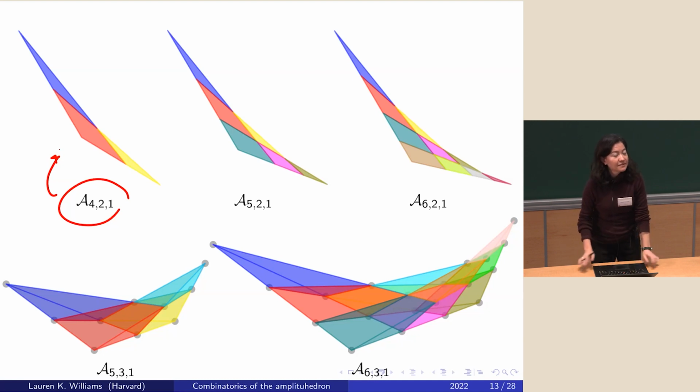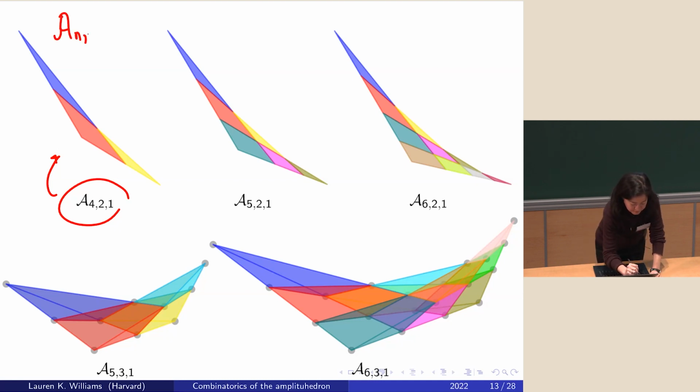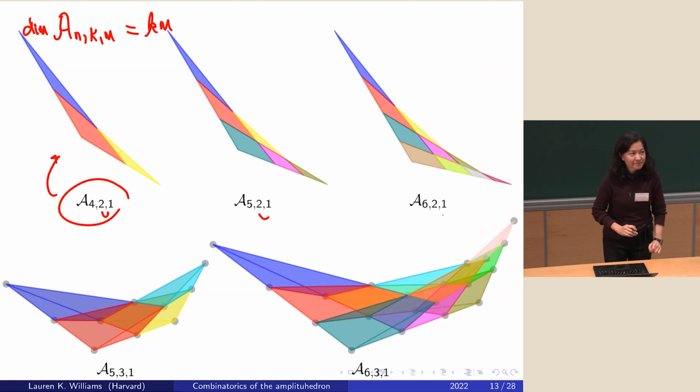Yes, what is the dimension then? The amplituhedron A_{n,k,m} always has dimension k times m. So the dimension will be the product of these two numbers.